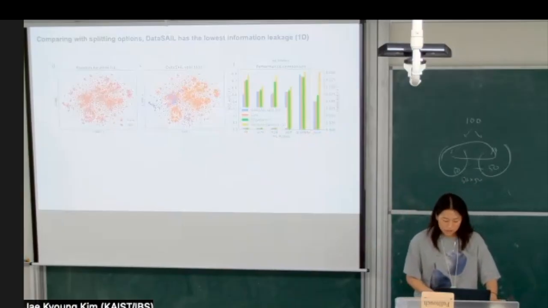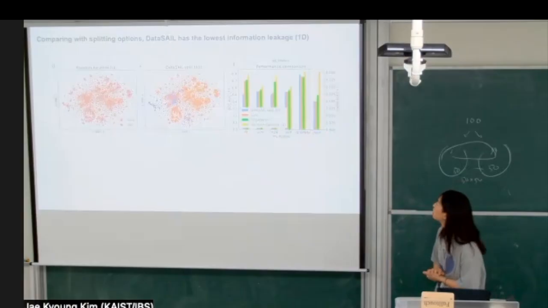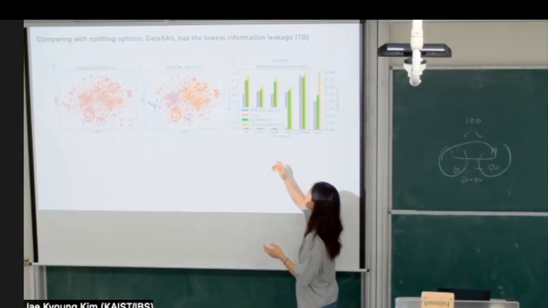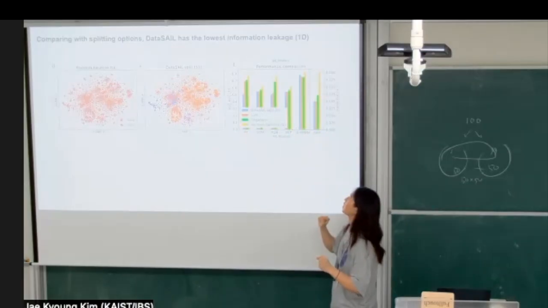Here, different color means different type of the split heads. Orange is just random, so it's easiest.